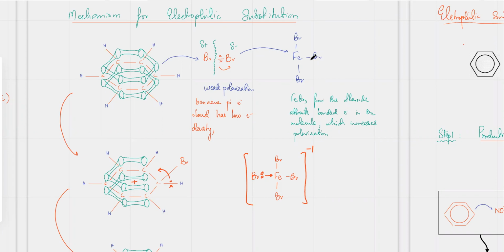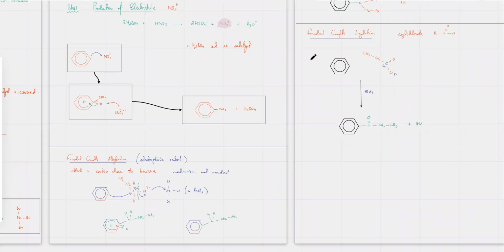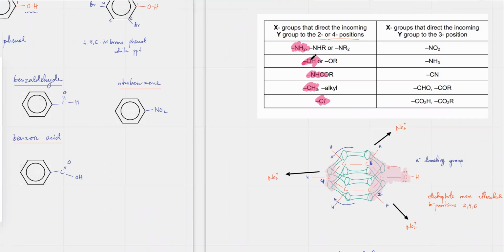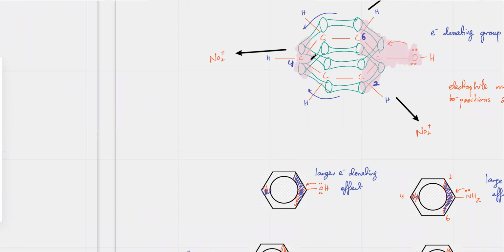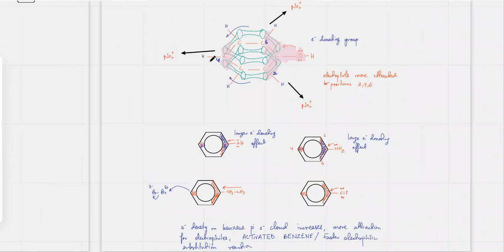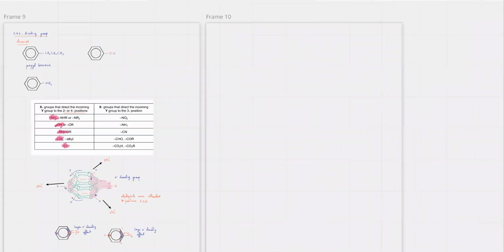But when the benzene electron cloud is activated, like in the OH case, and the electron donating effect is very large, then a lot of times you wouldn't need a catalyst. It's going to be a faster reaction. So one by one, we're going to discuss electrophilic substitution again, and we're going to see what happens to the conditions of electrophilic substitution. So let's talk about arenes first.